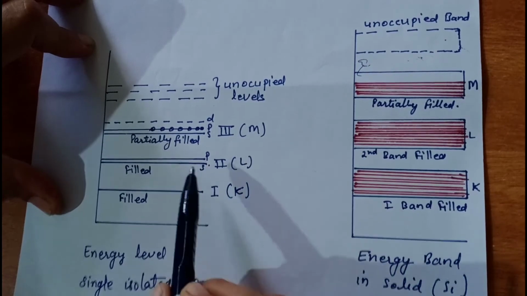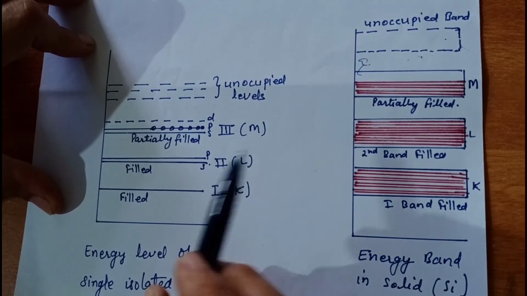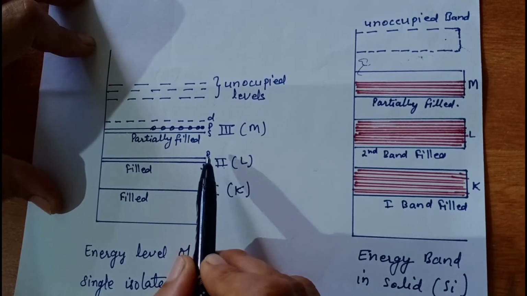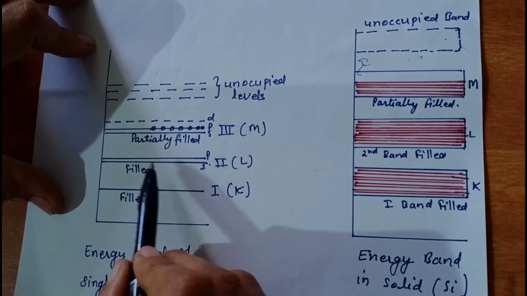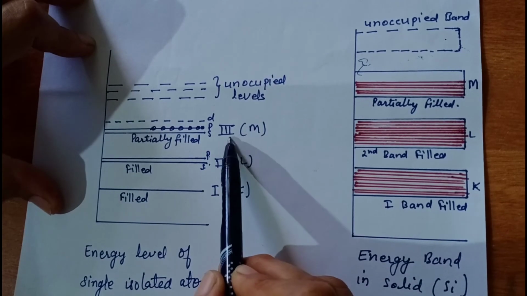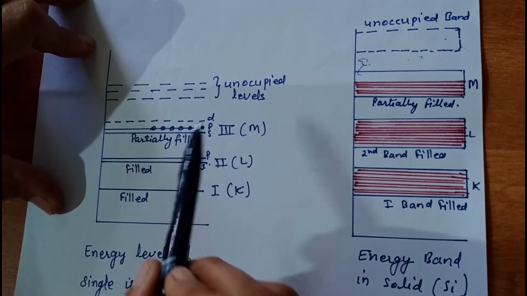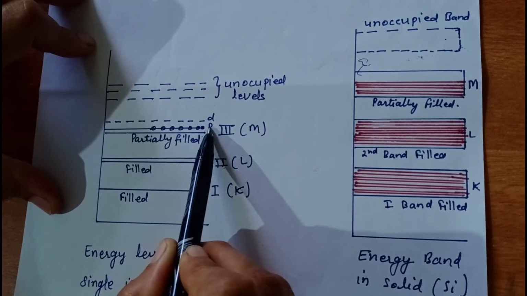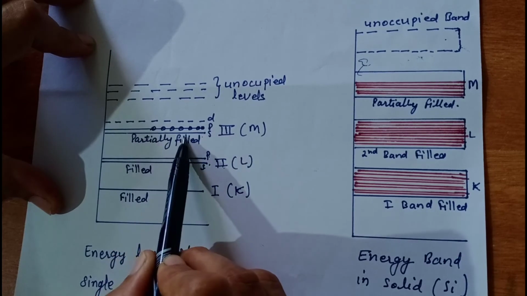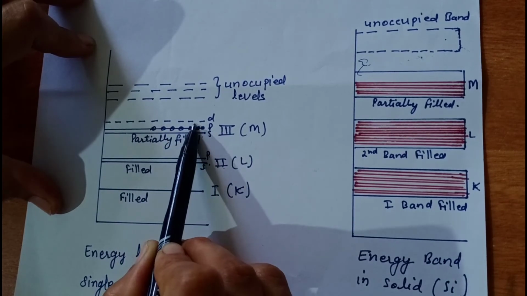And the next energy level is the second level. This corresponds to the L level. These are the S and P sub energy levels or subshells. These are also completely filled. The next energy level is the third energy level, corresponding to the M level. In this energy level, S is completely filled, but P is not completely filled. P is partially filled because it has only 2 electrons, and D is unoccupied.